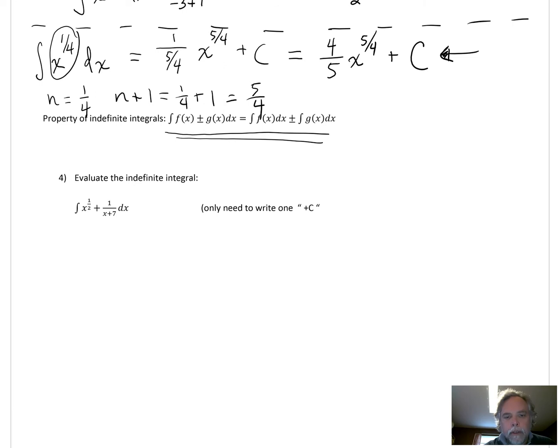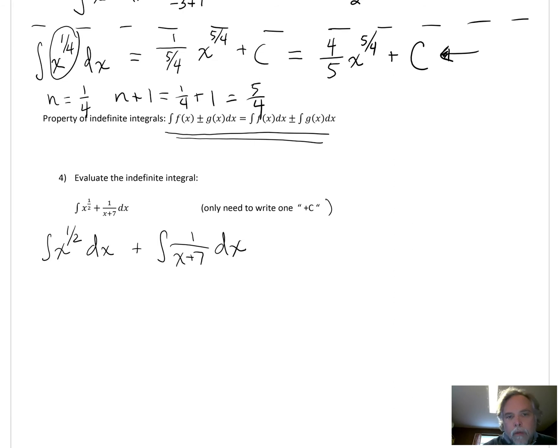And even when your integral has two terms like this, you don't need a plus c for each one of them, but the indefinite integral will have one plus c at the end. Okay, so the property tells us we can do this. We basically deal with them each on their own terms separately. So the integral of x to the 1/2 dx plus the integral of 1 over x plus 7 dx.